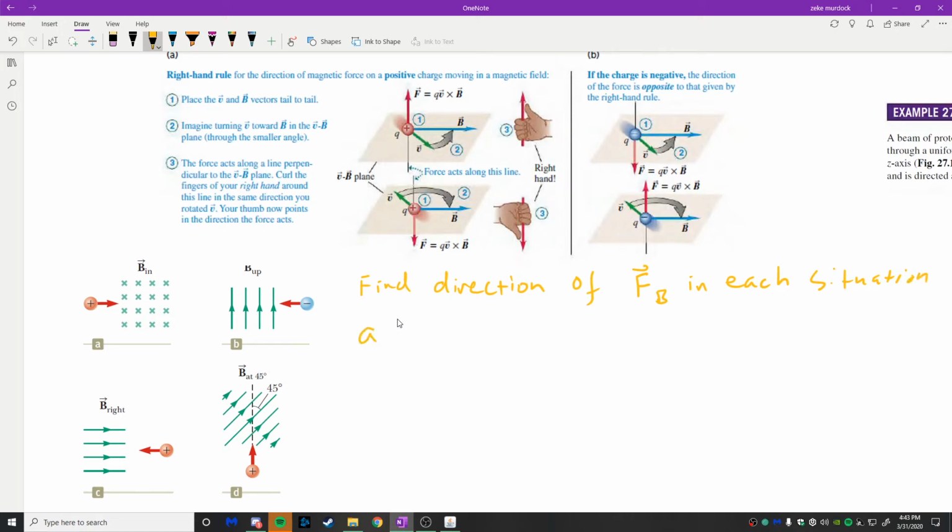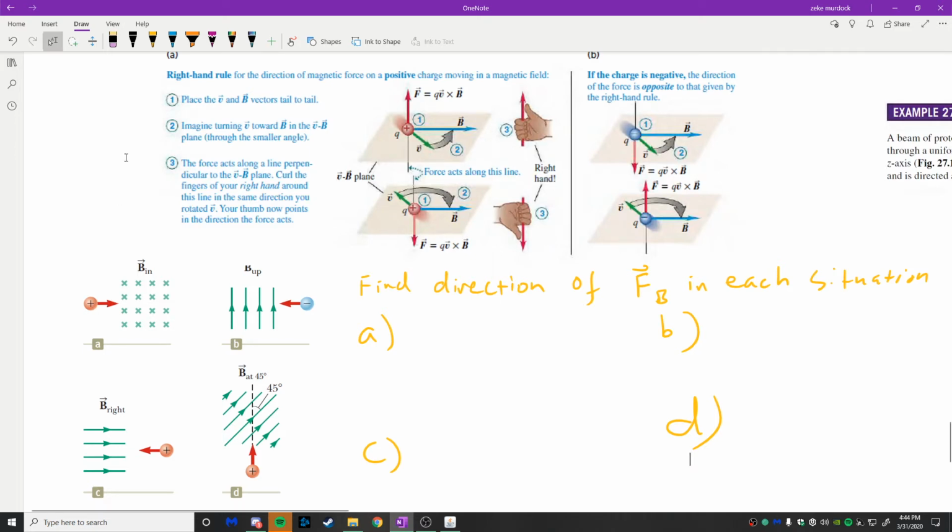So we want to get an answer for A, for B, for C, and for D. What's the direction of the magnetic force in each case? I'll give you guys like 5 minutes. We'll start again at 4:47. So think about those. Talk to each other if you want to. What's the direction of the magnetic force in each case?